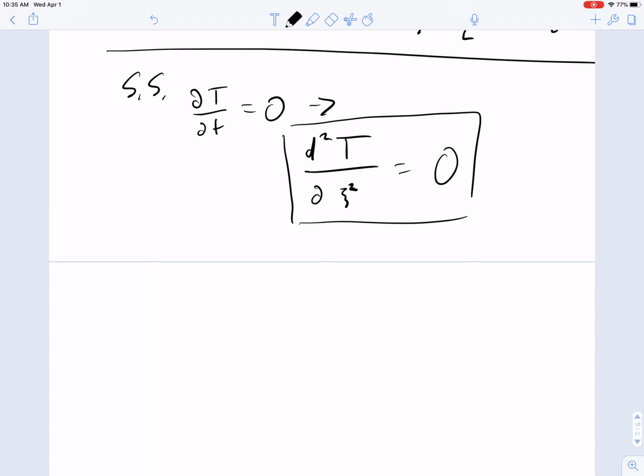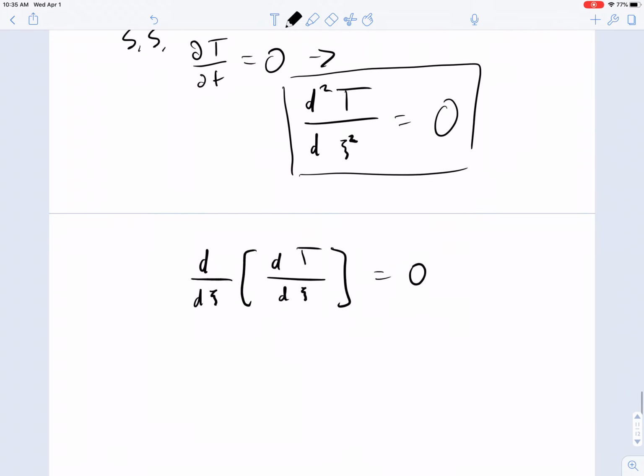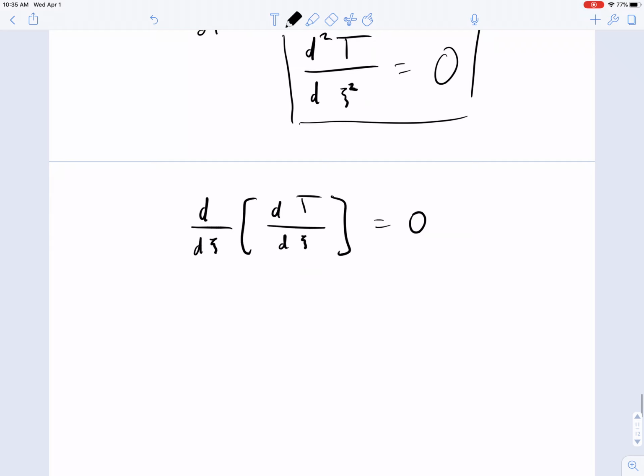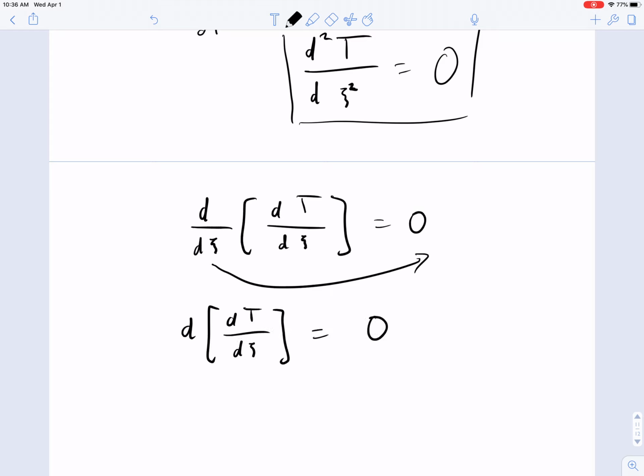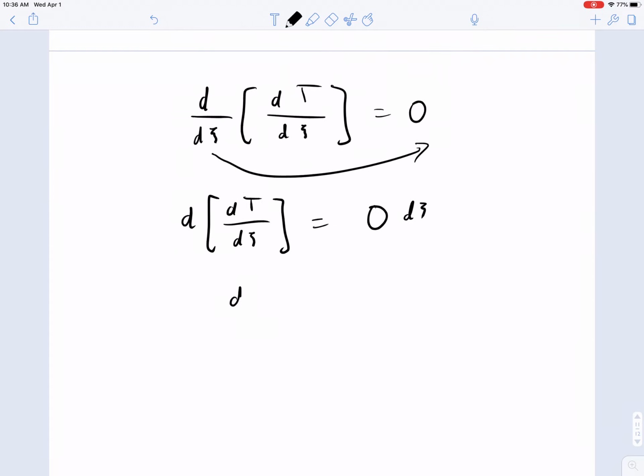So what we have to do is solve this equation by integrating twice. So it is as simple as it looks. First thing, separate variables. So you have d temperature d psi equals 0 times d psi. So you integrate this, you get d temperature d psi is equal to some C1.